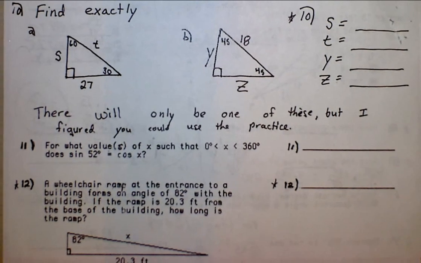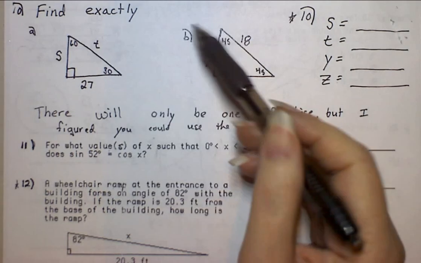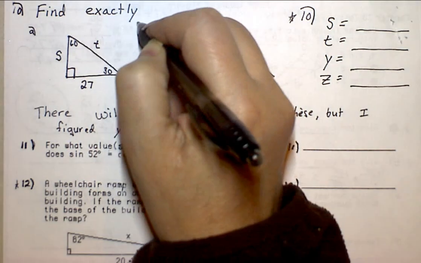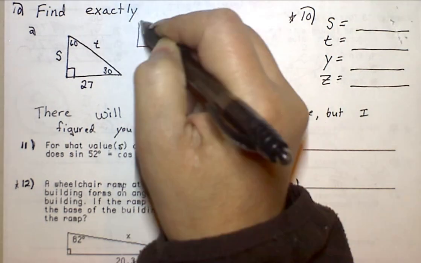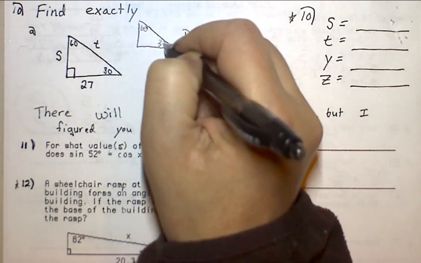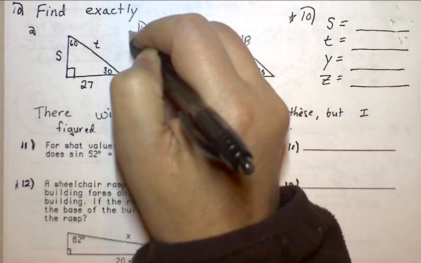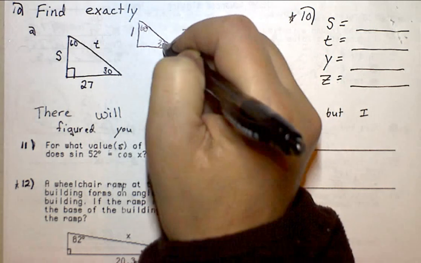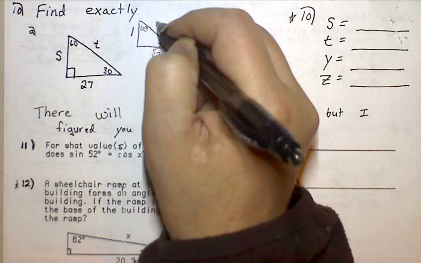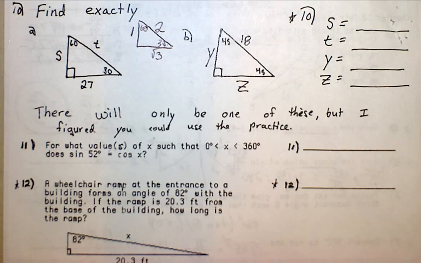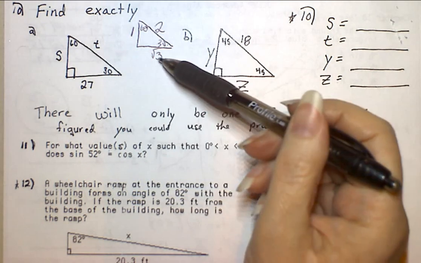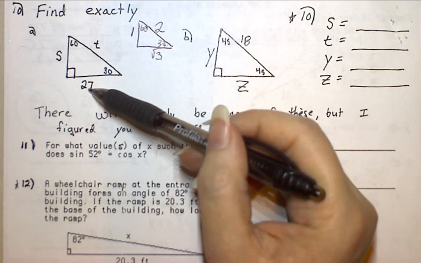Alright, number 10 says to find exactly. So that means we are looking at our triangles, and at our 60-30 triangle, the one across from our 30 is 1. The one that's adjacent is the square root of 3, and our hypotenuse is 2. So it's looking to see what did I multiply square root of 3 by to get 27, right?